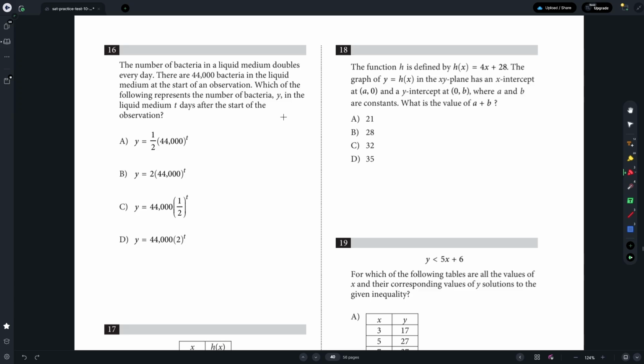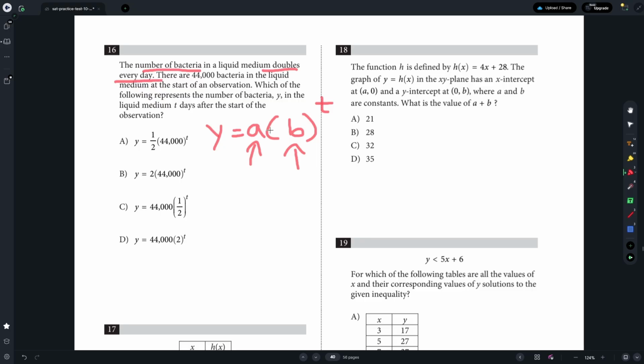So we can use the exponential equation, the form y equals A times B to the T power, where A is the number of bacteria at the start of the observation, right? So that's the principal value. B is the factor: the number of bacteria increases by a factor of B every day. It could be increase or decrease, by the way. And in this problem, it says the number of bacteria doubles every day. So every day would double.